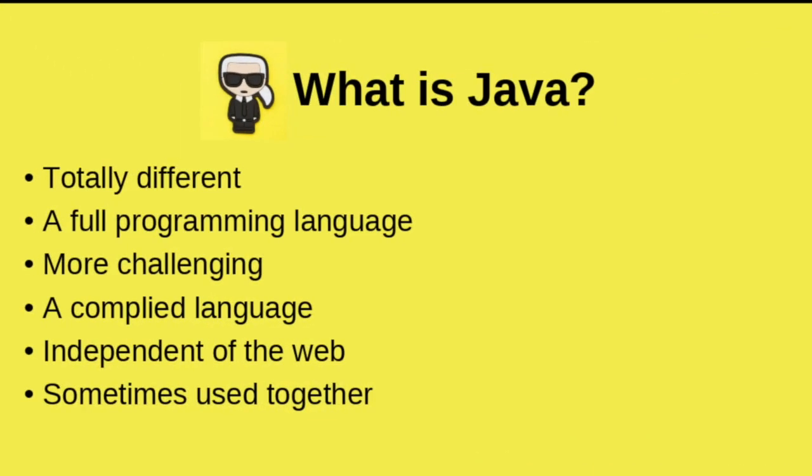Before we keep going, I just want to make sure that you understand that Java and JavaScript are completely different languages. So Java is a full programming language that is more challenging to learn. It is a compiled language that is independent of the web. So you can use Java with web technologies, but it's not necessary to use web technologies with Java. It can operate on its own without any web technology.